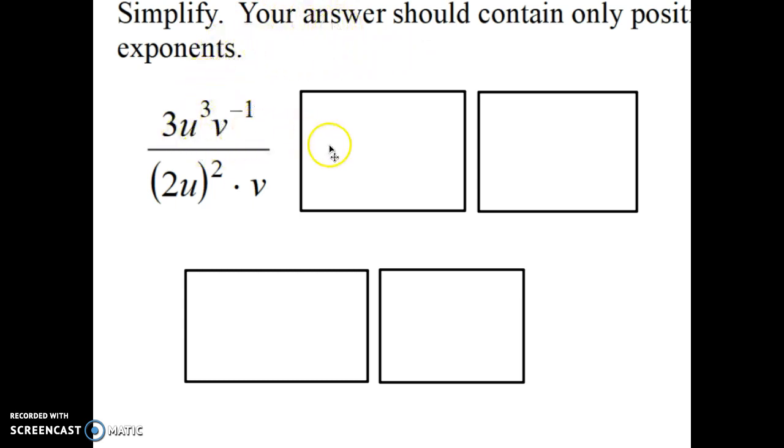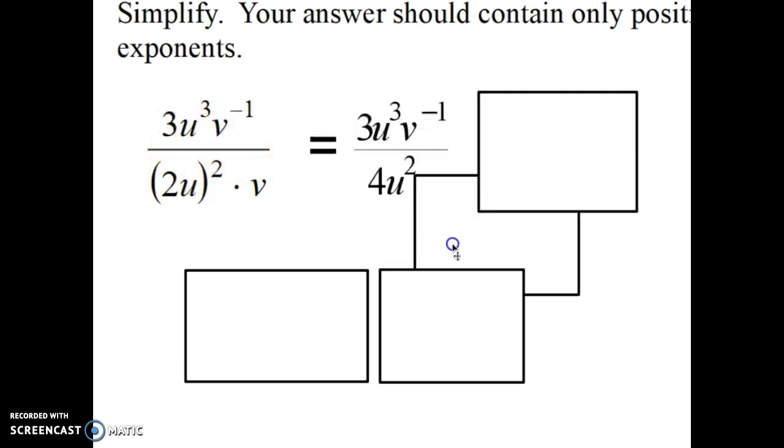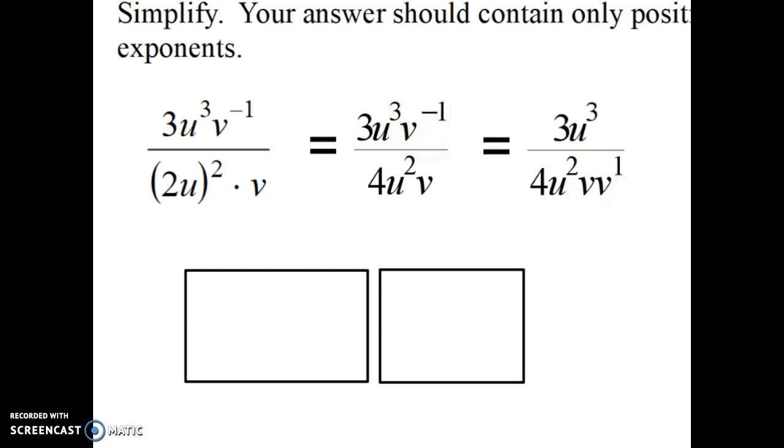I want you to notice on the very first thing that I'm going to do here, see this parentheses in the exponent I've got, I'm going to square the 2 and the u, both of those, because they're in parentheses. And so I get 4u squared. And then the next thing I'm going to do is deal with that negative exponent up there, that v to the negative 1. So basically what I did was I took the v to the negative 1 and I dropped it down to the denominator.